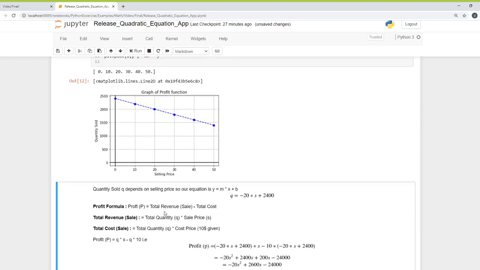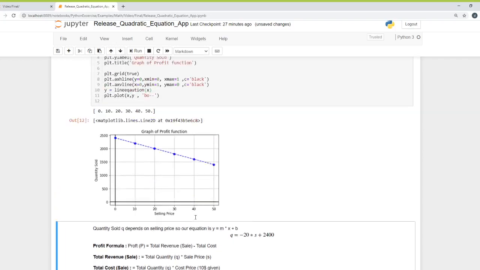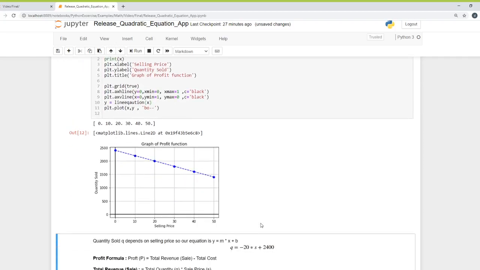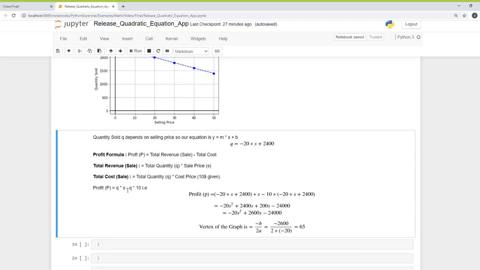Now the profit formula says that profit is total revenue minus total cost. P is equal to total revenue, meaning total sale. Total sale means total quantity times sale price, that is sale price 20 times quantity sold 2000, is our total sale, and our total cost is equal to quantity times 10, and our quantity equation is -20x plus 2400. After putting this Q value into the profit equation, we get our final profit equation, that is -20s squared, where s is our selling price, plus 2600s minus 24,000.